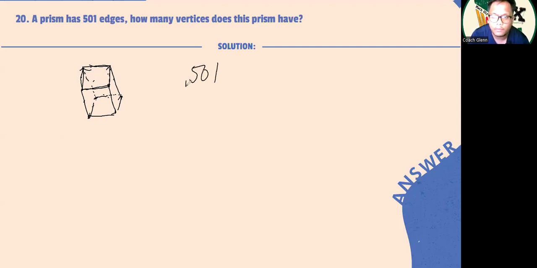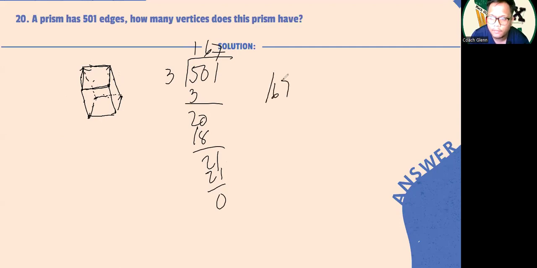So first, we need to do 501 divided by 3. So that's equal to 5 divided by 3 is 1. 1 times 3 is 3. 20. 20 divided by 3, that's 6. 6 times 3 is 18, so we have 21. 7 times 3 is 21, so 0. So we have 167 from each. So 167 above, 167 in the middle, and also 167 below. Okay. So that's your number of edges. Now we just multiply by 2 to get your vertices. Because if you have 4 vertices here, then we also have 167 vertices here, and also below you will have 167 vertices. So we need 167 times 2.